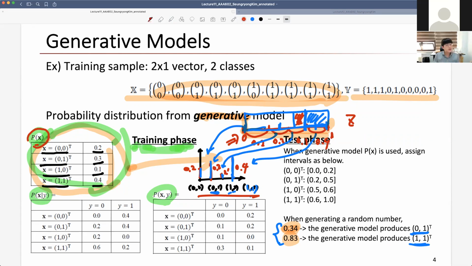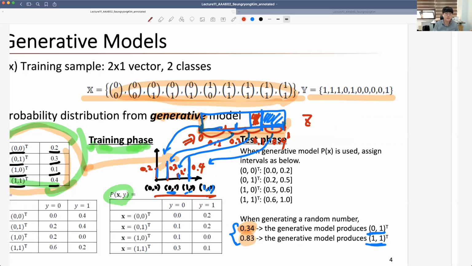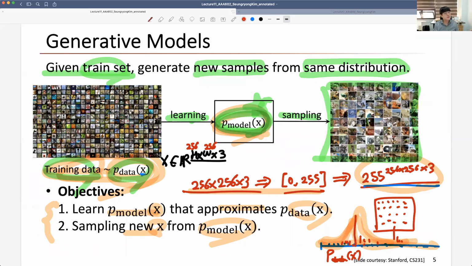As you can see here, if we already know the probability of the input variable x, then we can do many things. For example, generating new samples that follow the input probability. But in the real world, it's going to be really challenging. Okay, let me show you an example.